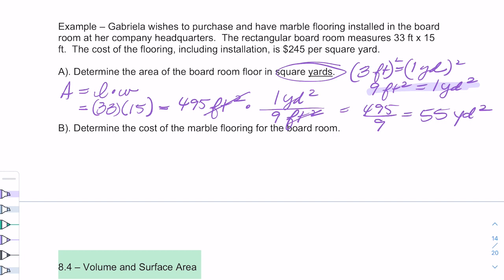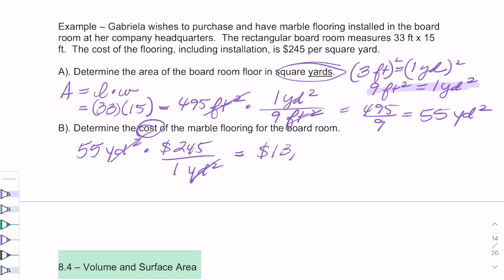Letter B says determine the cost of the marble flooring for the boardroom. So we know that it's $245 per square yard. How many square yards do I have? 55. So you're going to take 55 square yards and multiply it by 245 per square yard. The square yards are going to cancel and you're left with just dollars because you're looking for cost. So 55 times 245 is $13,475.